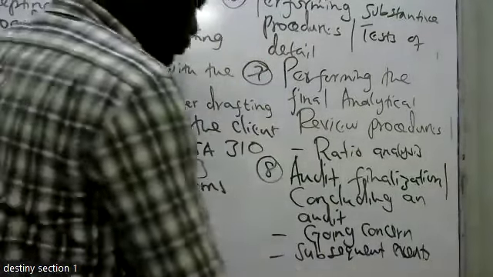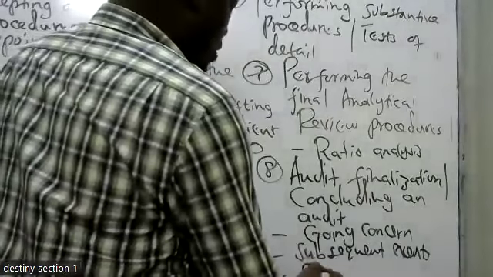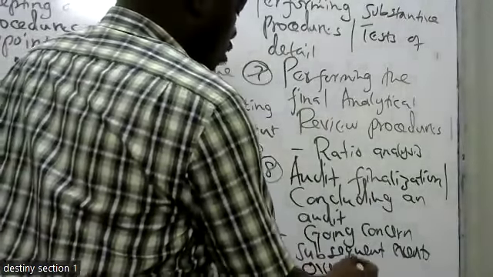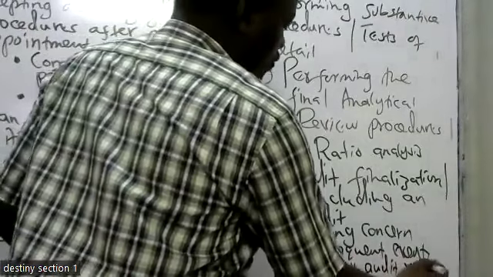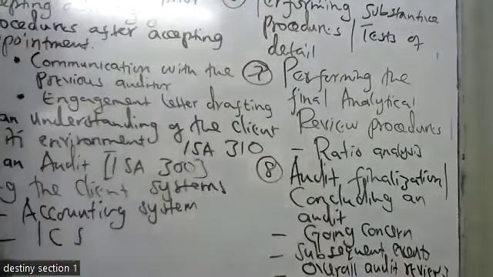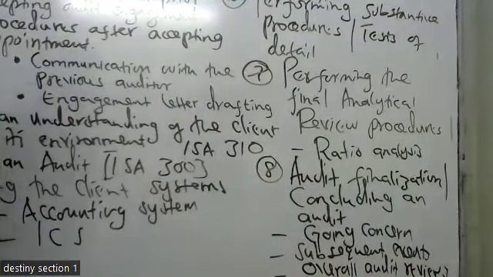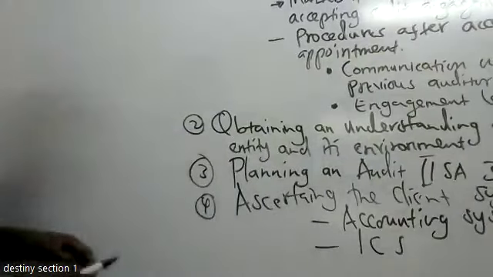After that, we also have the overall audit review. We're also going to undertake the overall audit review work. So then number nine, which is the last process of an audit.